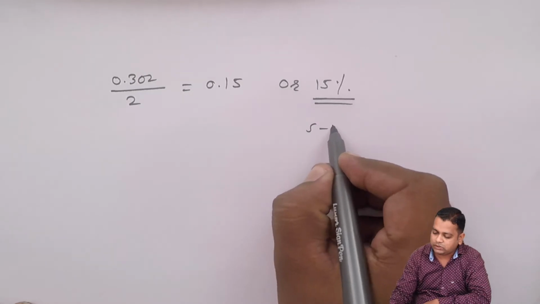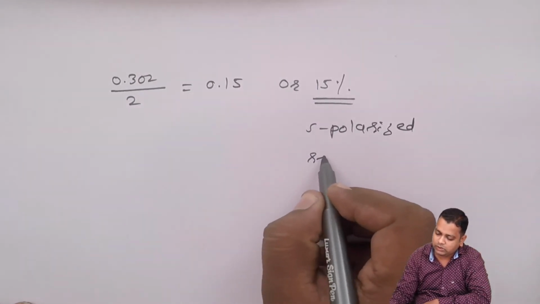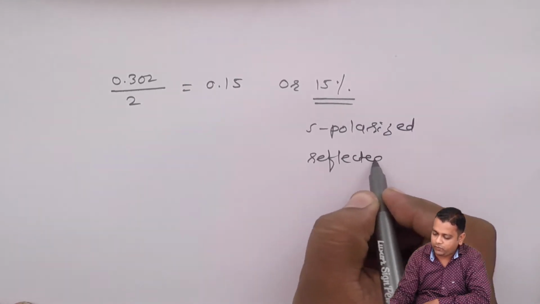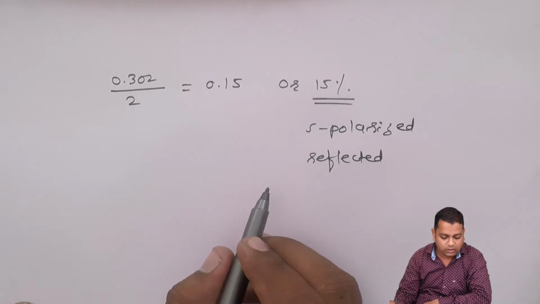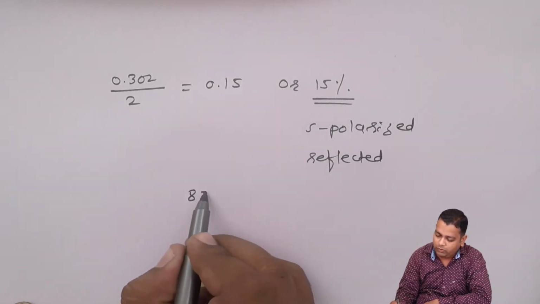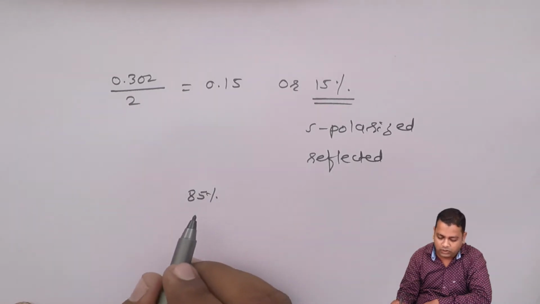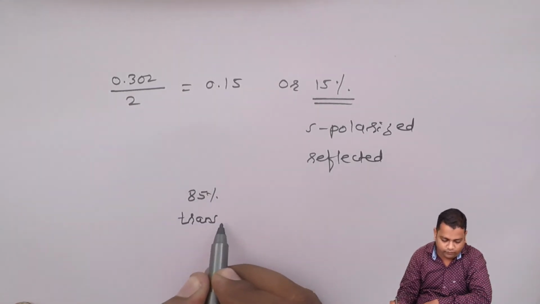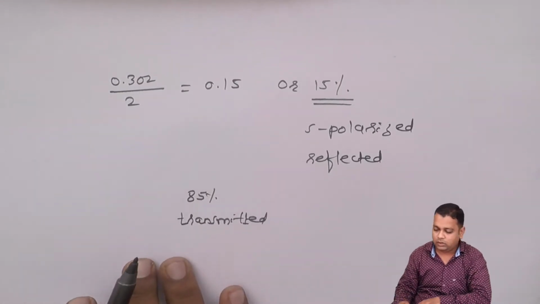So S polarized here, and this one is reflected. Now, if 15% for S polarized is reflected, we can say that the remaining 85% will be transmitted for the other component.